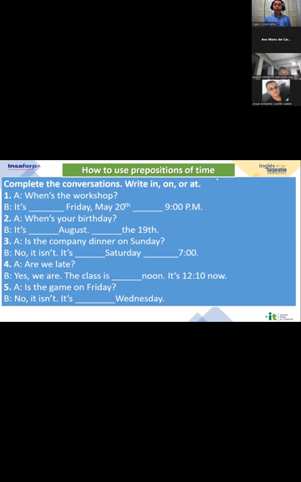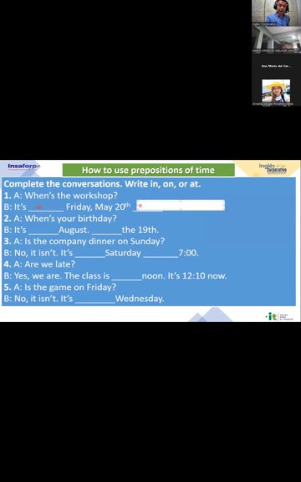Group number one, please. When is the workshop? It's on Friday. On Friday. Days of the week: on Friday, on Wednesday, on Sunday, on Monday. Yes, it says it's on Monday, May 20th. At? Correct. When we say time, we say at, right?